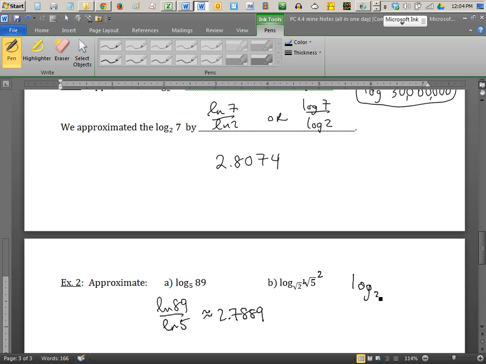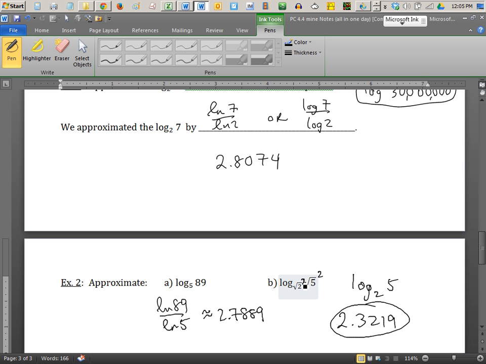It gives us log base 2 of 5, which I think I already answered earlier, but I can't remember the answer. 2.3 something. The answer is 2.3219. So that's a nifty little trick. Or you can just type ln root 5 over ln root 2 if you feel like you want to type that. I just thought that was a cool trick.